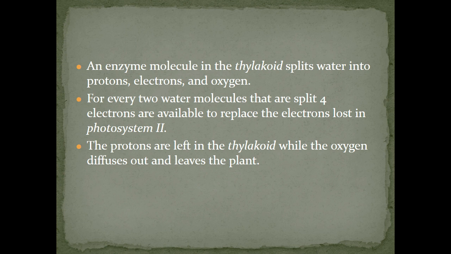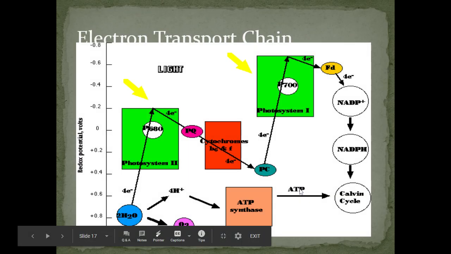Protons are left in the thylakoid while the oxygen diffuses out and leaves the plant. So think about how we respire, and we use that oxygen to help us breathe, help us move, help the body repair. We let out carbon dioxide, which is just like what the plant is doing here with the oxygen.